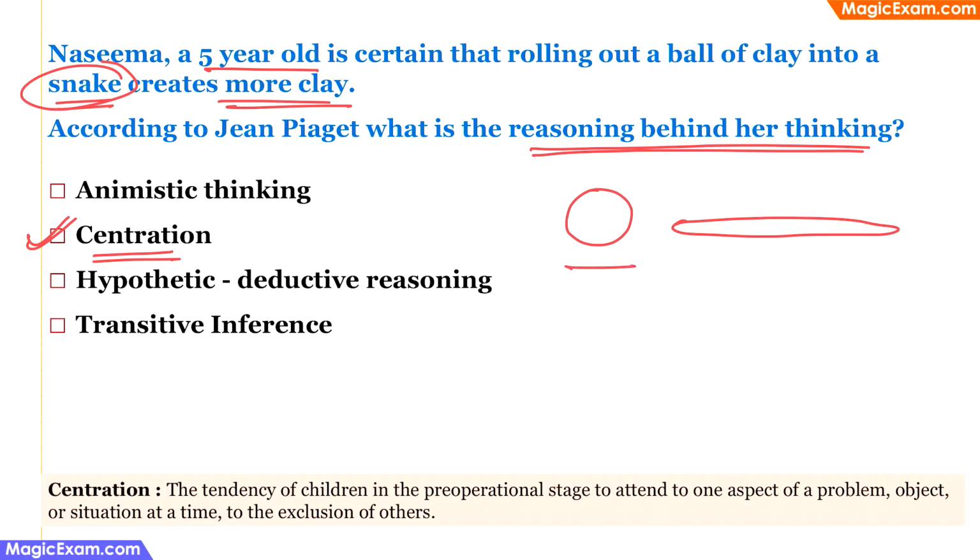The child is only thinking about the overall length of the object. That is, initially the length of the clay ball was this much. When it is rolled out in the form of a snake, the length of the clay ball becomes more. So the child is looking at only the length and thinking that the quantity has increased, whereas the child should be looking at other dimensions as well, that is the overall mass or overall shape of the object. But the child is thinking about only one aspect of the problem, only one aspect of the object, or only one situation at a time. So this is called centration, and that is the correct answer. Thinking about only one thing at a time is called centration.